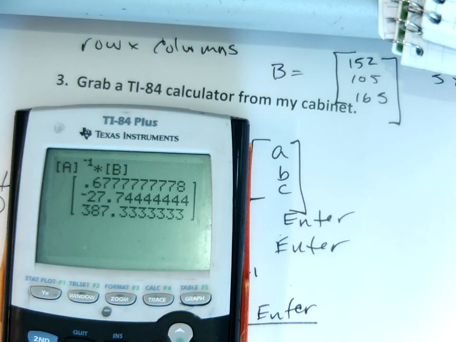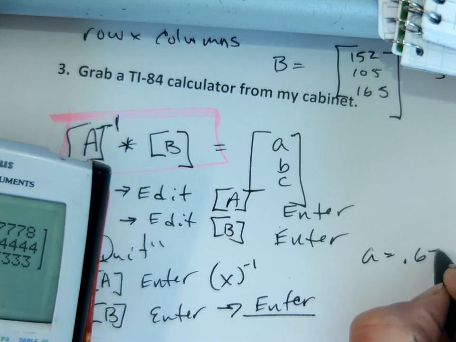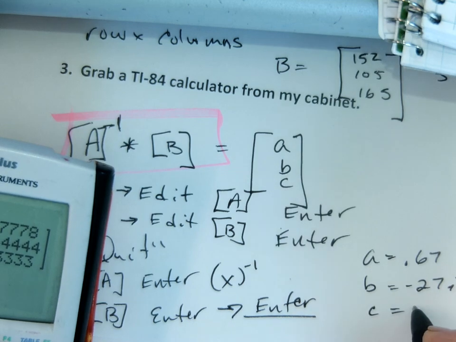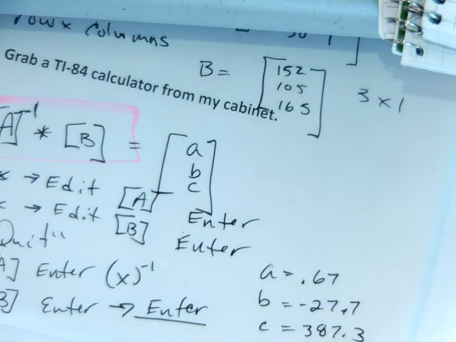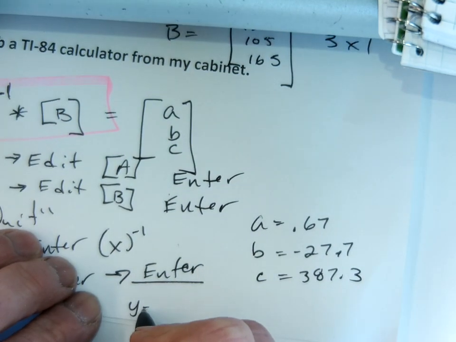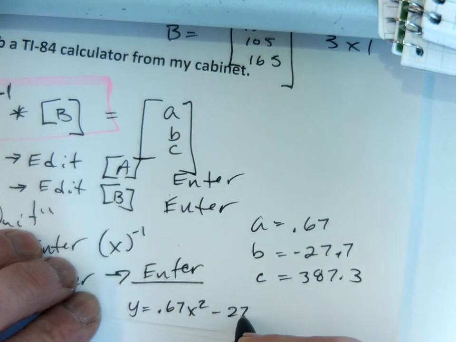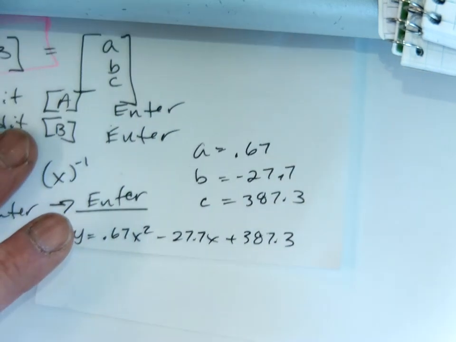So, what are these numbers? That's my A, my B, and my C. So when I do that, I get A is 0.67, B is -27.7, and C is 387.3, okay? So I'm going to write my answer. My answer is going to be y equals 0.67x squared minus 27.7x plus 387.3, and that is the parabola.